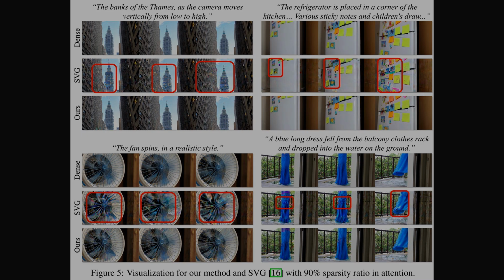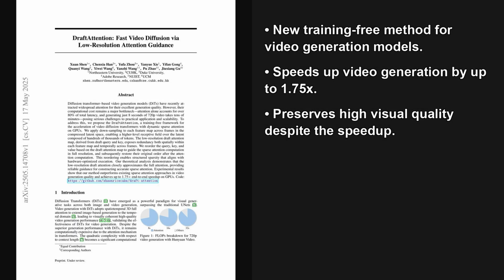To wrap things up, DraftAttention is a really elegant solution to a major bottleneck in video diffusion models. By using a clever low-resolution guide, it dramatically speeds up the generation process. We saw up to a 1.75 times speedup without sacrificing the visual quality that makes these models so impressive. This work makes high-quality video generation more efficient and accessible, which is a huge step forward.